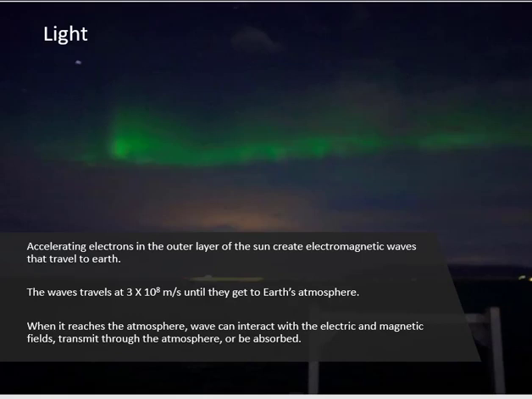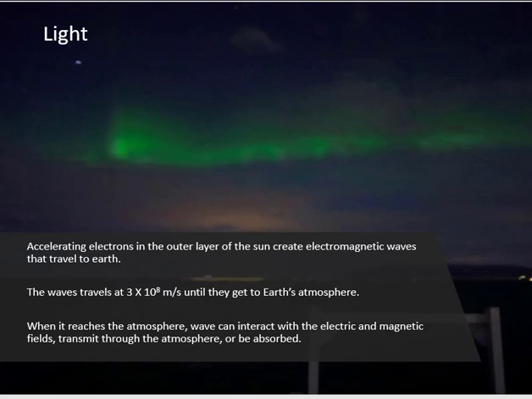On the outer layer of the sun, there's a whole bunch of this going on. We have accelerating electrons in the outer layer that create these electromagnetic waves, and these travel to the Earth. They just go out from the sun and travel along, and eventually some of them will hit us. The waves travel at the speed of light, 3 times 10 to the 8th meters per second, until they get to Earth's atmosphere. They slow down the world's tiniest little bit, but we're still close enough to 3 times 10 to the 8th through air and vacuum, not much difference.